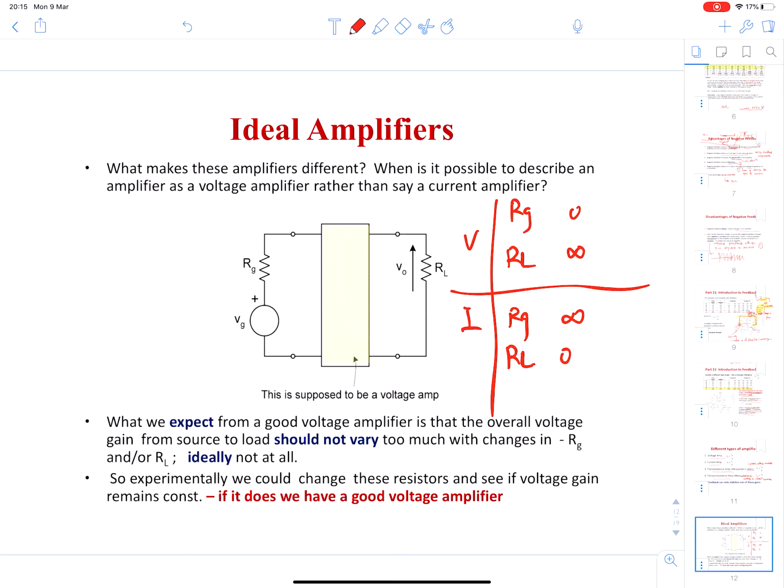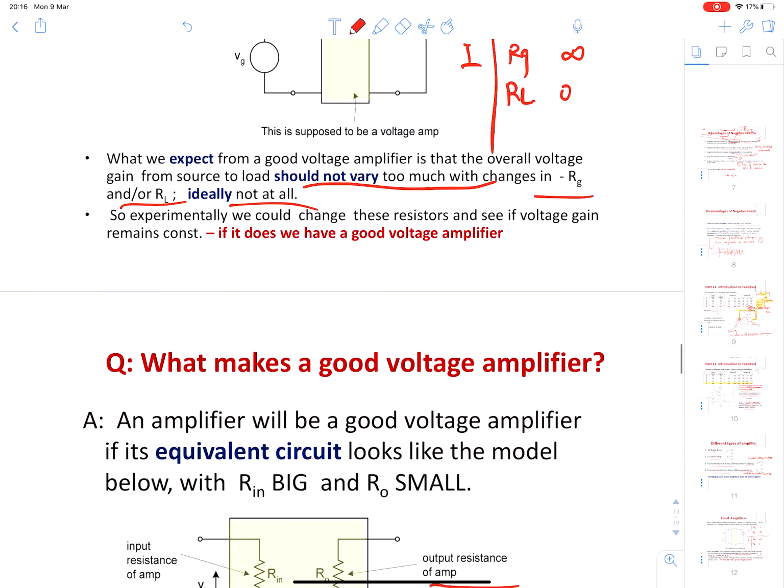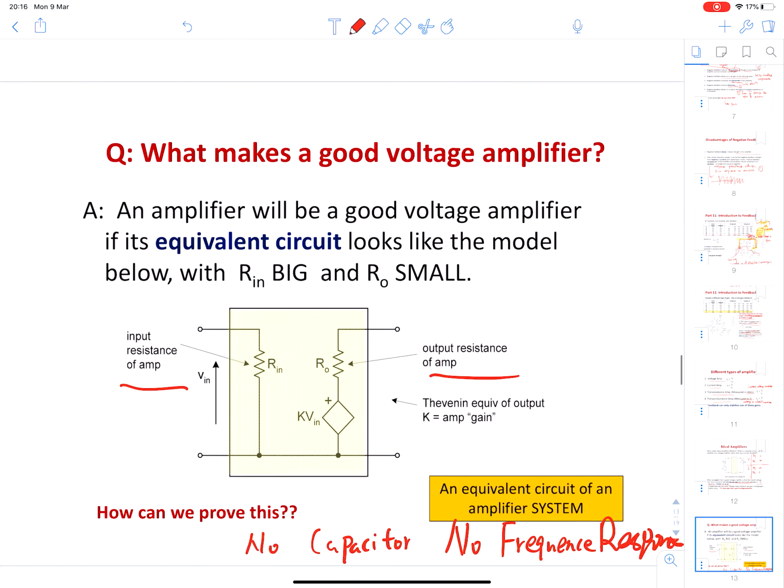What makes the amplifier different? When it is possible to describe the amplifier as a voltage amplifier rather than a current amplifier. What we expect from a good voltage amplifier is that the overall voltage gain from the source to the load should not vary too much with a change of RS or RL. Experimentally we could vary these resistors to see if the voltage gain remains constant. If it does, we have a good voltage amplifier.